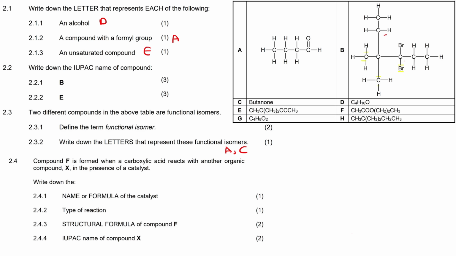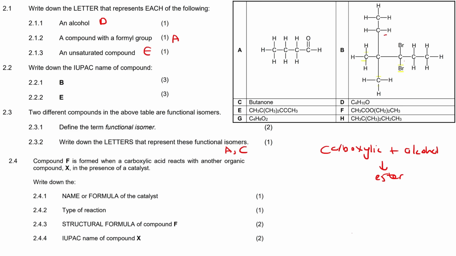Compound F is formed when the carboxylic acid reacts with another organic compound in the presence of a catalyst. I don't know about you, but this sounds like esterification, because we know that they love to ask this. Whenever you take a carboxylic acid and you react that bad boy with an alcohol, it always leads to the formation of an ester, and they love asking this. They also love isomers. So if you're busy studying and you have a bit of time, make sure you understand isomers and you understand the production of esters from a carboxylic acid and an alcohol. I see that over and over and over again.